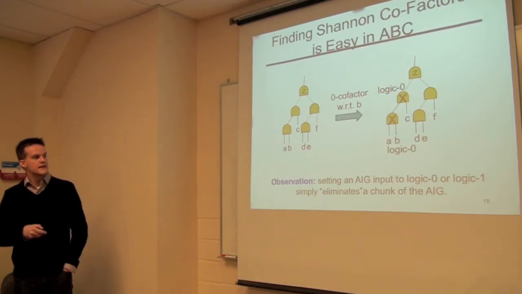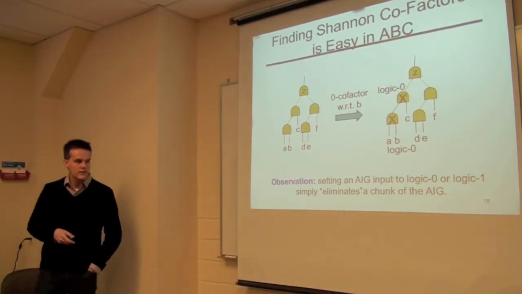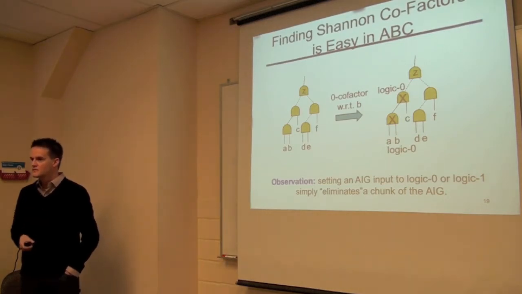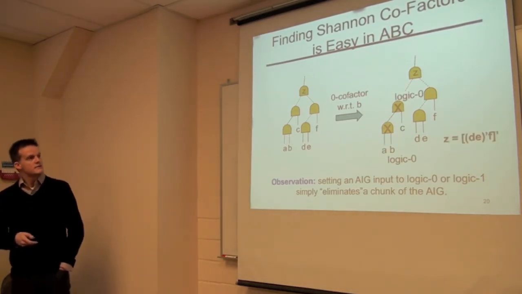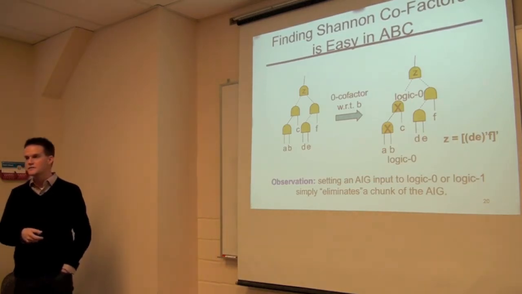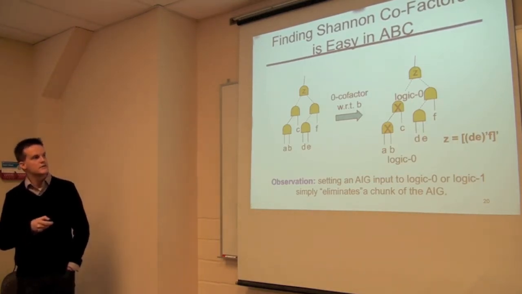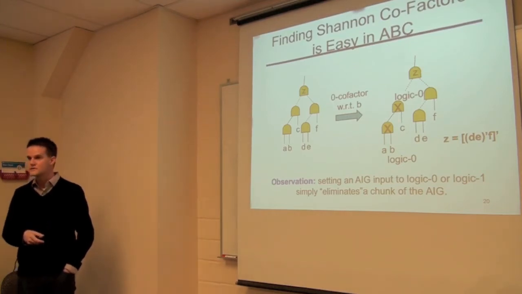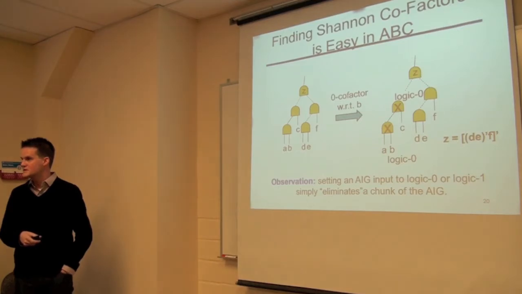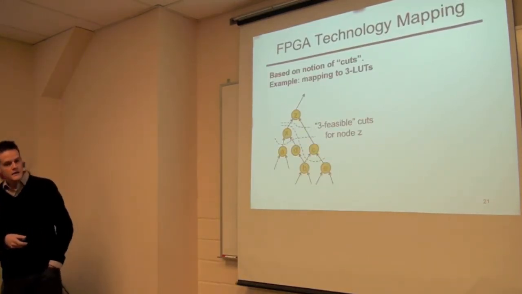So in other words, setting an AIG input to a logic 0 or logic 1 basically eliminates some portion of the AIG. It just chops it out, basically. So in this case, I end up with a logic 0 right here, and this chunk right here is just gone, and I'm left with this chunk right here, and this reduced logic function right there. So it's actually very easy to find these Shannon cofactors in ABC. So how do we map?